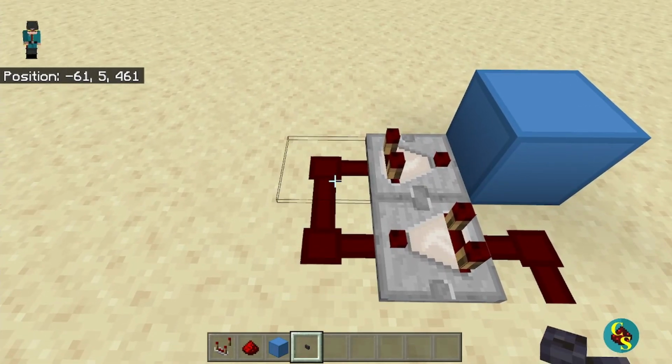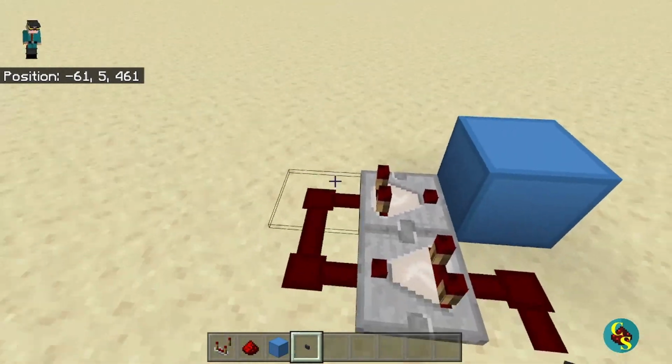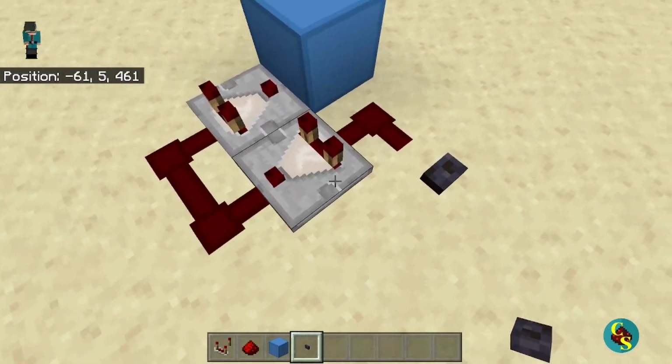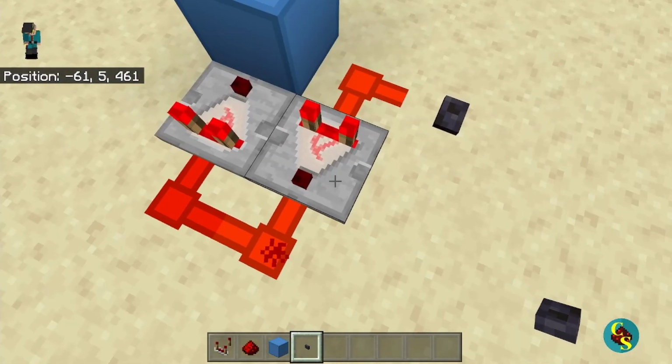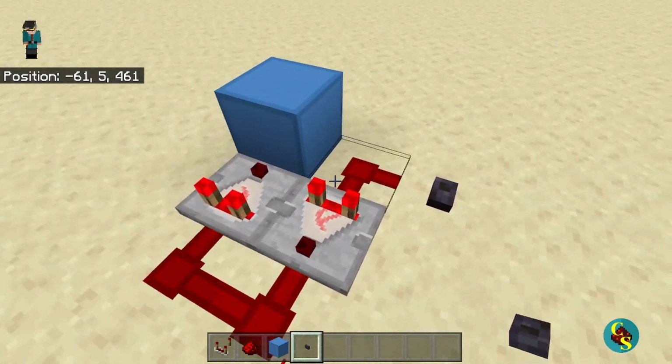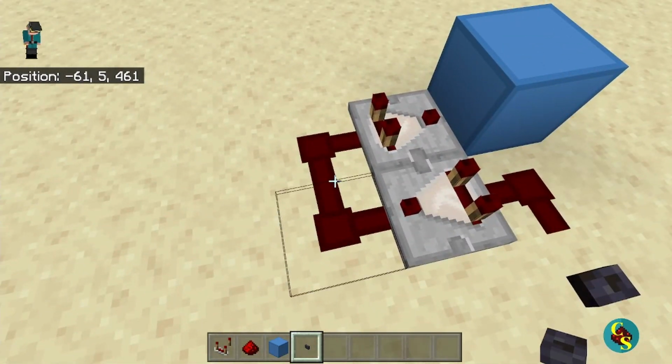Then it loses another signal strength, and then it keeps looping and looping and looping until it has no signal strength left. You can see this as it dies down. It slowly loops around and then turns off.